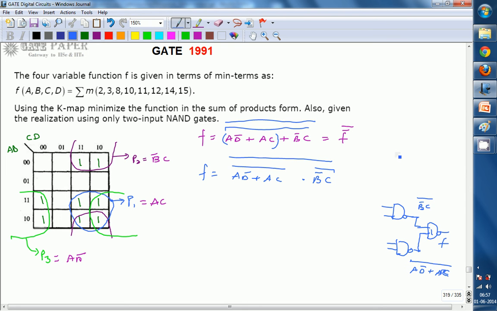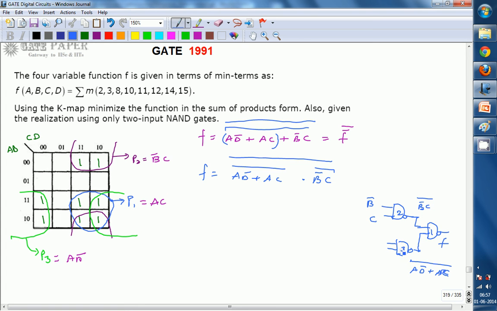So to get (B bar C) whole bar, we require, here it is, the input for this one is B bar and the input for this one is C, so that you will get (B bar C) whole bar. It has not been given that complements are not available, so we can think that complements are readily available, so you can write B bar and C as the inputs for this second NAND gate, and so you are getting the B bar C term.